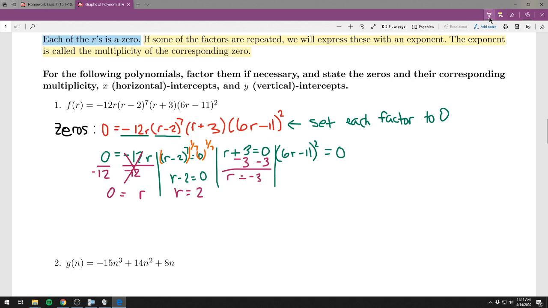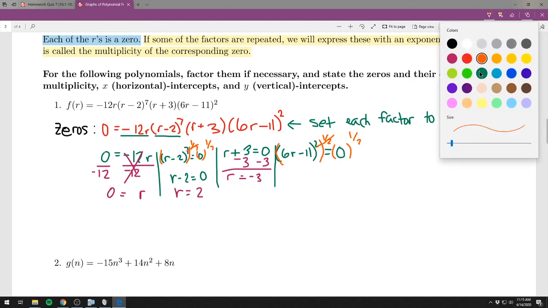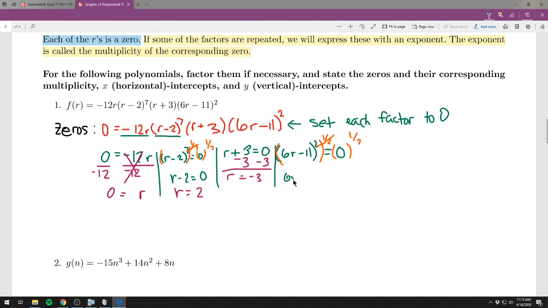No exponent there. And the last one here, same deal as the second one. We have to get rid of this exponent. Ultimately, you can just disregard it, but to properly get rid of it, we can raise each side to the 1/2 power. Get those to cancel out. And 6r minus 11 was 0 to the 1/2, 0 to any power is 0.